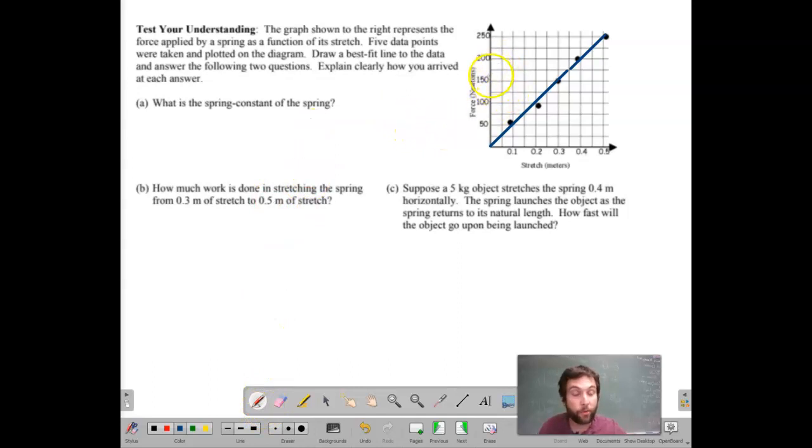Now, is it allowed if these dots look different? Can you have a curved line of best fit? Definitely. And don't let that stop you.